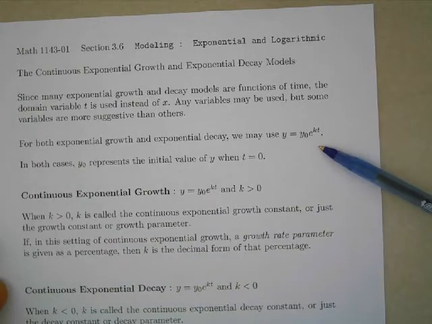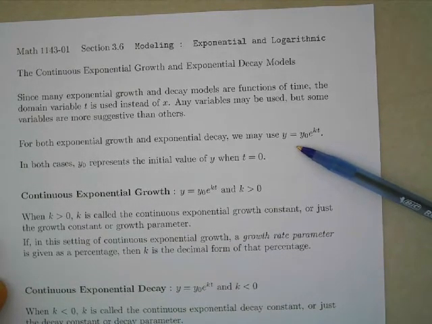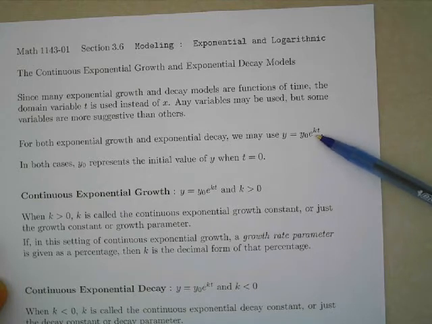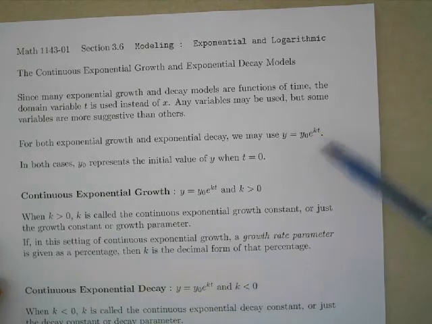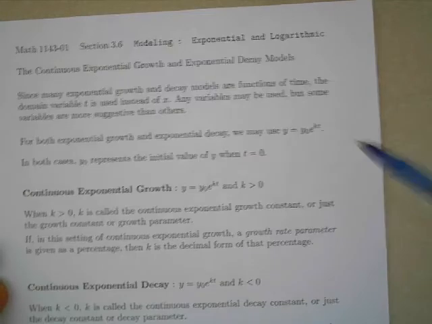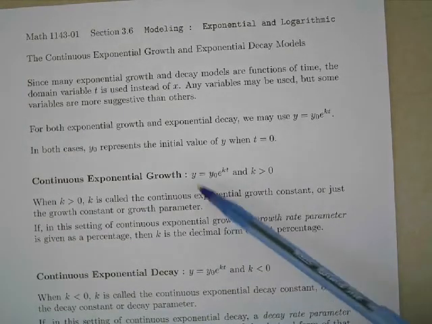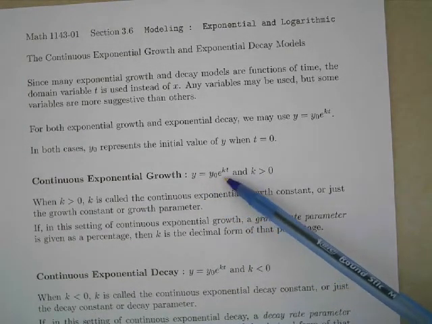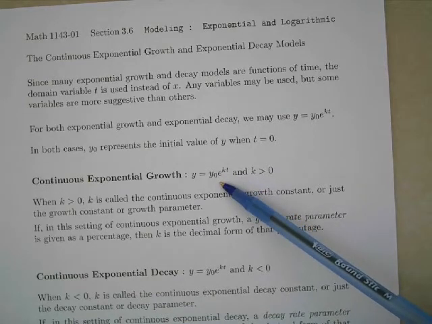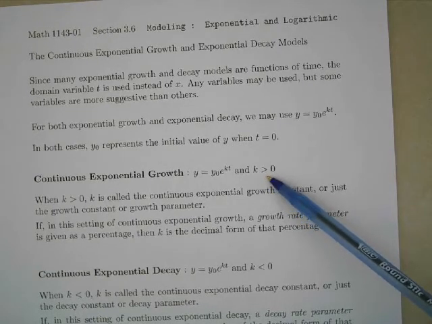For both exponential growth and exponential decay, we may use this equation for the model, y equals y sub 0 times e raised to the exponent k times t. In both cases, y sub 0 is the initial value of y when t equals 0. So first we'll discuss continuous exponential growth. If y equals y sub 0 times e to the kt is exponential growth, then it must be the case that k is positive, k is greater than 0.